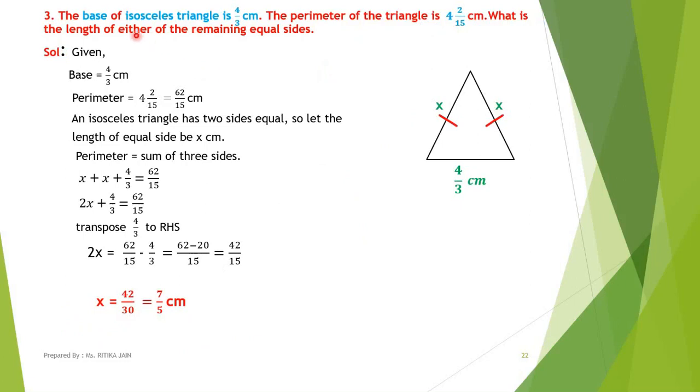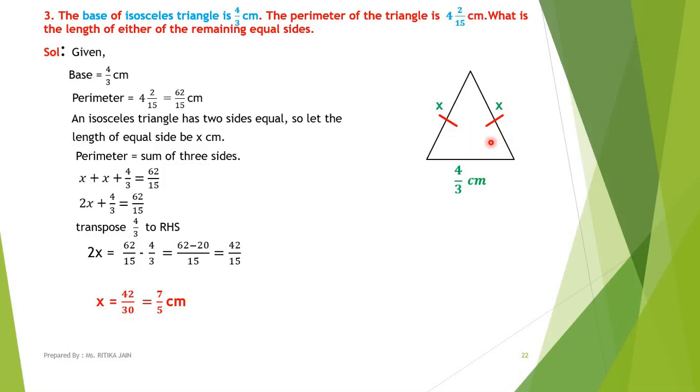Okay, third question, again an important question. In this, the base of an isosceles triangle is given to you. Now what do you mean by isosceles triangle? A triangle which has two equal sides. Okay, as you can see in the diagram, the base is 4 by 3 centimeter and there are two equal sides like these two sides.